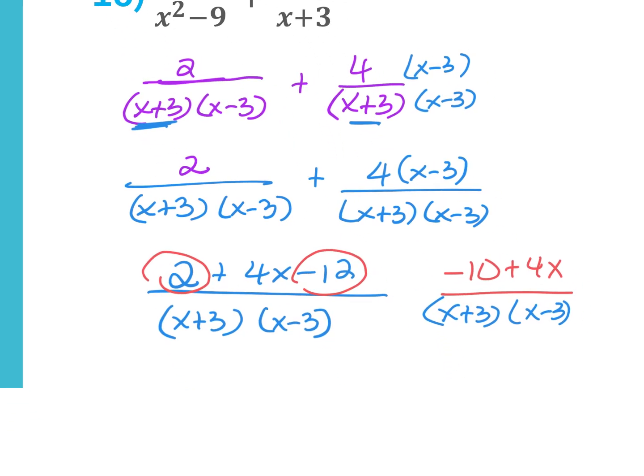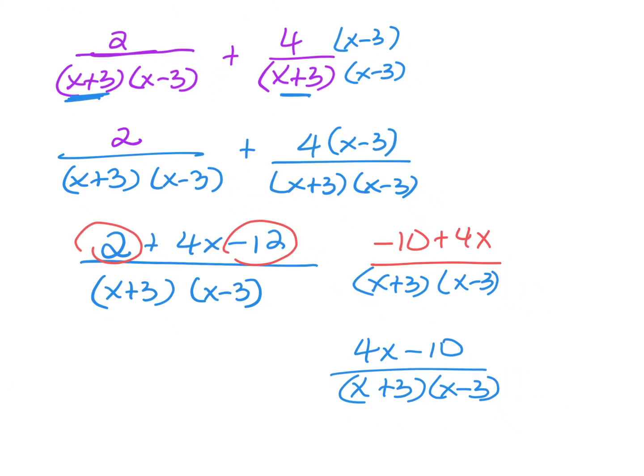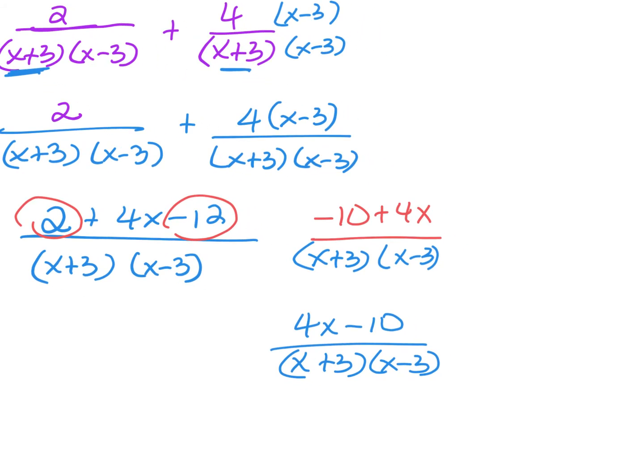And again, what I can do here is I could just flip it around as well. Let me pull a GCF out to see if anything cancels. I'm going to rewrite it first as 4x minus 10 over x plus 3, x minus 3. And then here I could try to factor out a 2. And then I'm left with 2x minus 5.